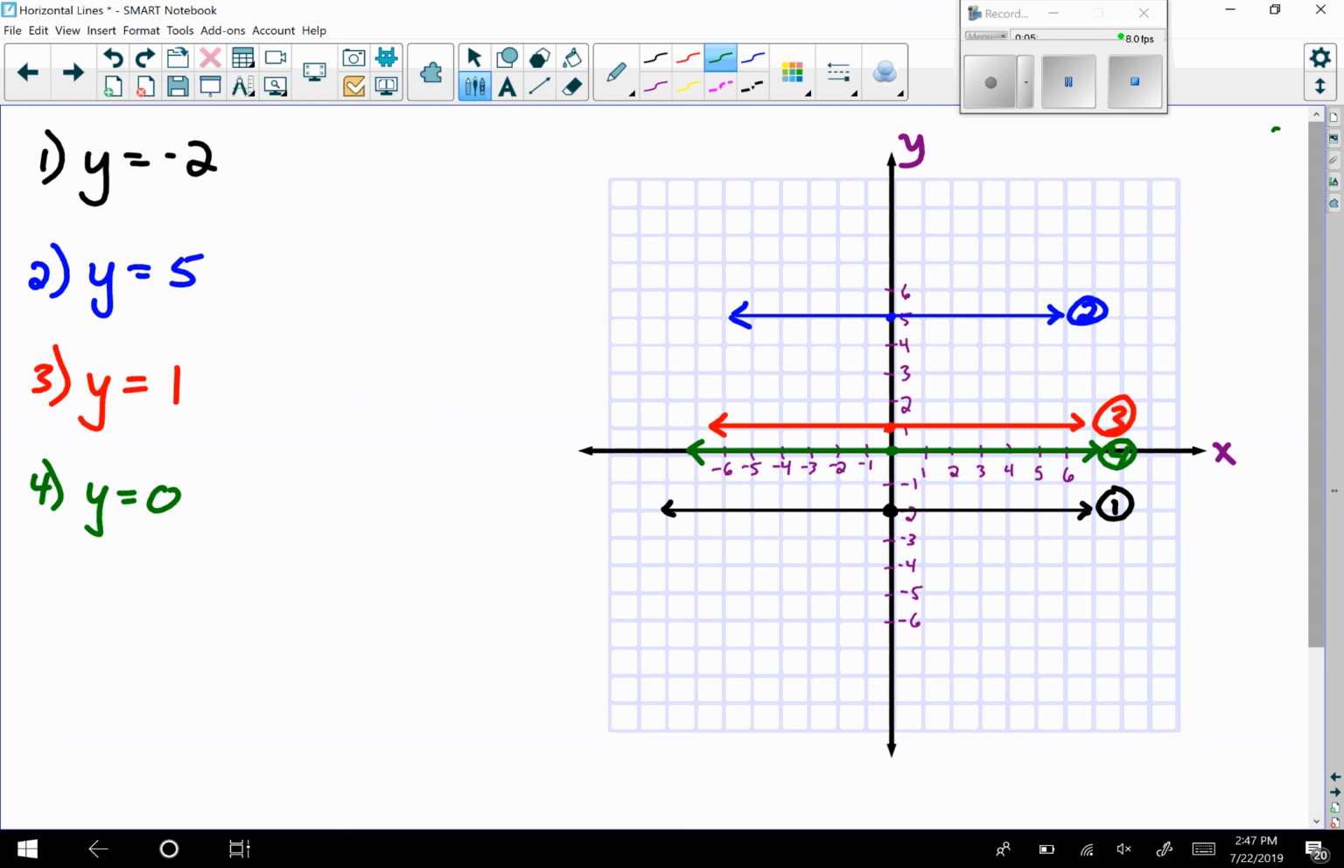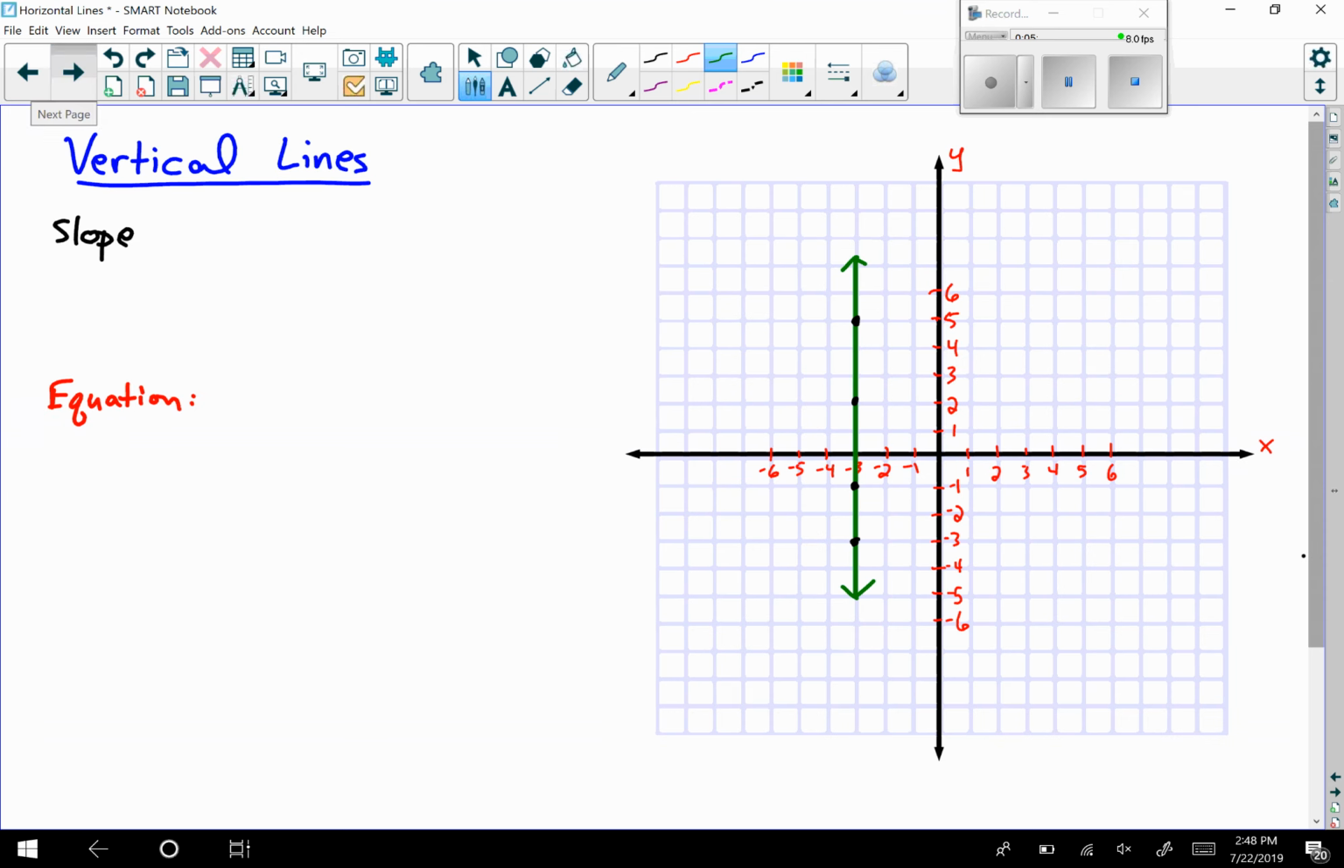So here we have 4 horizontal lines. All of their slopes are 0. And we just show that we're graphing them, that they pass through these particular numbers, which are the y-intercepts. So all of these horizontal lines have a slope of 0. Next, let's take a look at vertical lines.